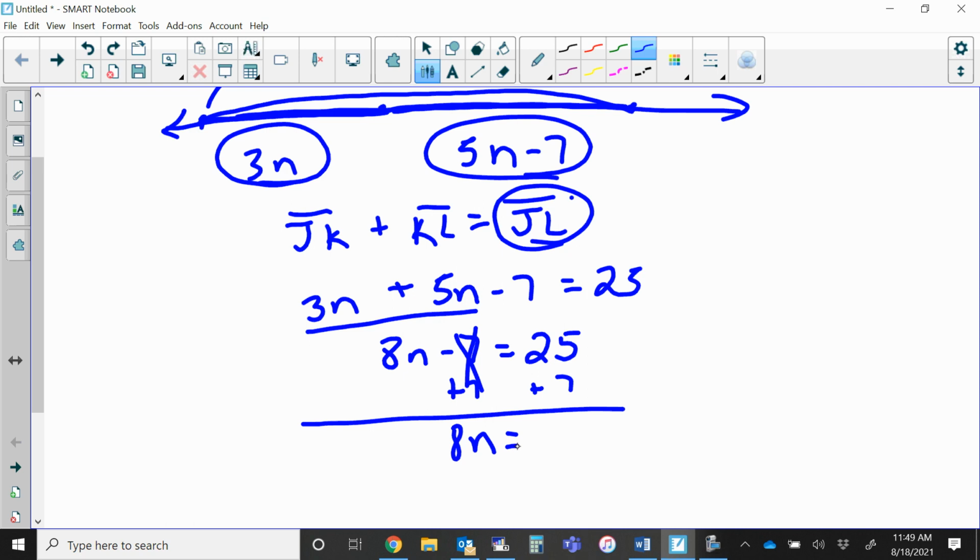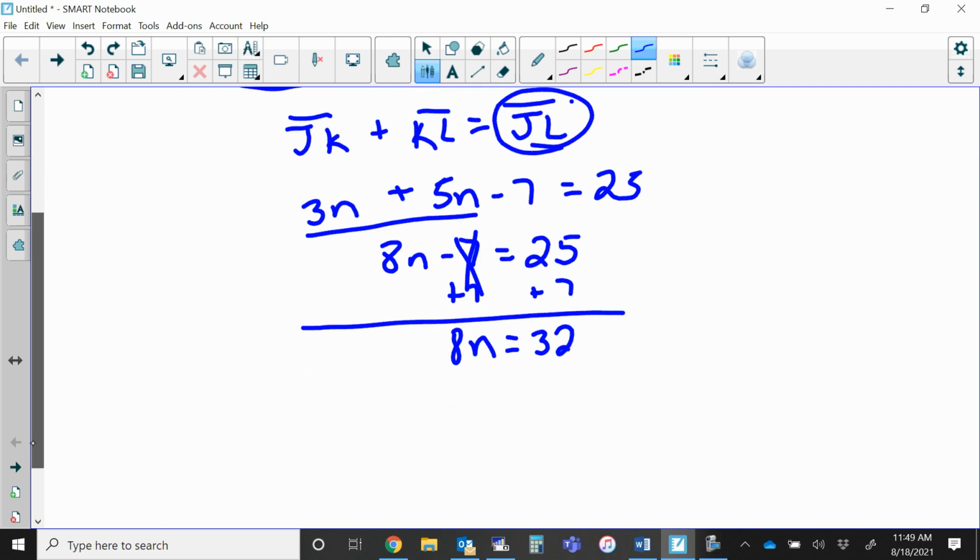Yes. Equals 32. No, 35. Yeah, 32. And I divide by 8, and divide by 8, and I get n equals 4. Yes.